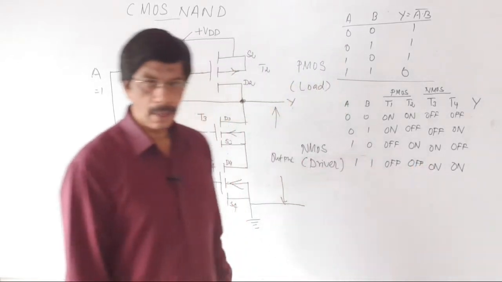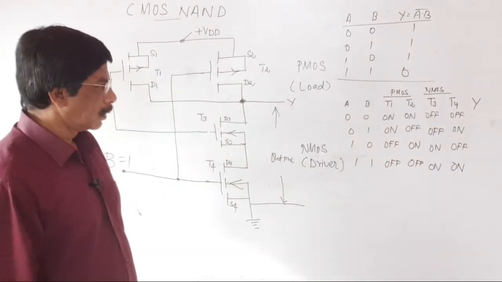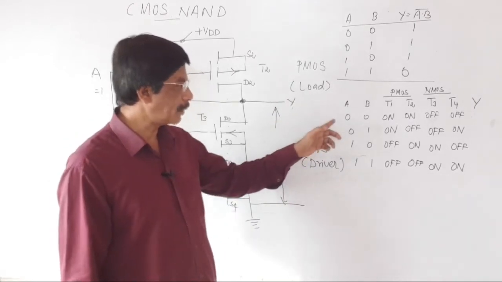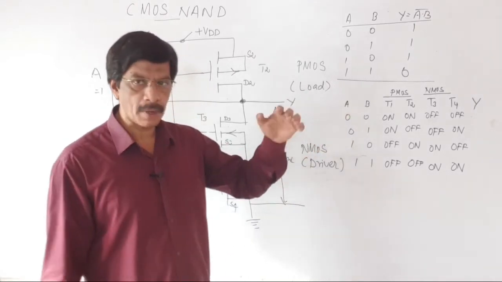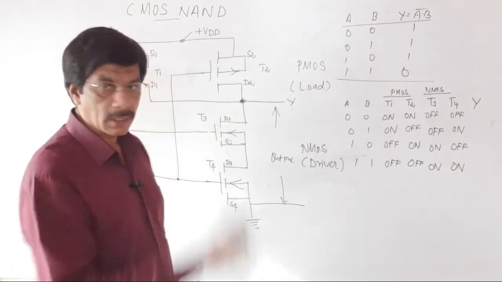This is another operating table of the CMOS NAND gate. So far we have seen, depending upon the signals A and B, which transistor is on and which transistor is off. That is shown in this table. Now let us analyze the output.